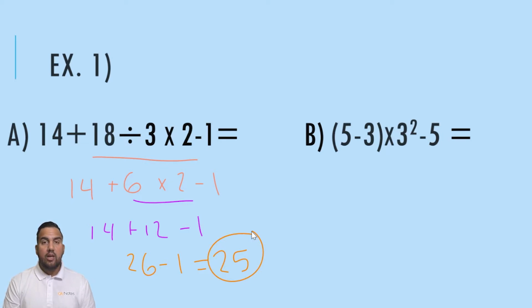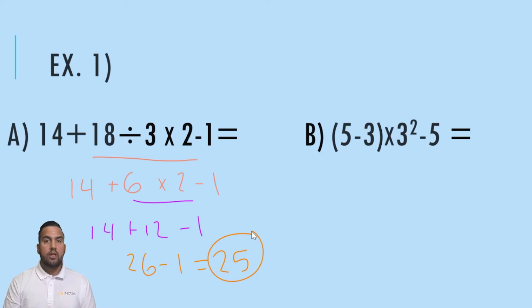So once again, just because M comes before D in the abbreviation doesn't mean you actually have to multiply before divide. You simply go left to right when you have multiplication and division at the same time, as well as addition and subtraction. Okay? All right, so looking at B.